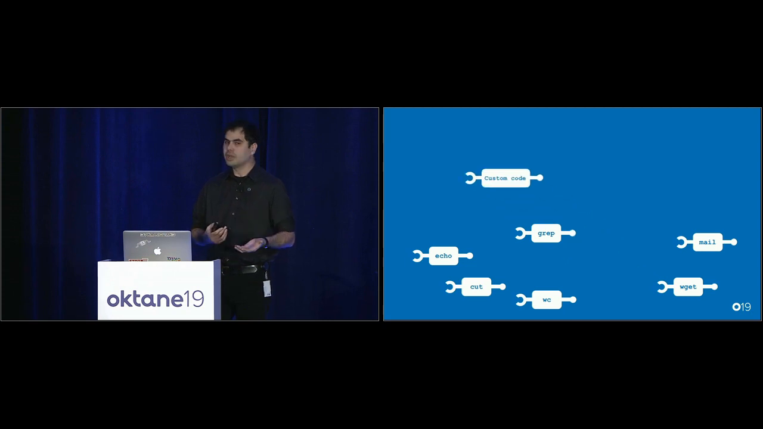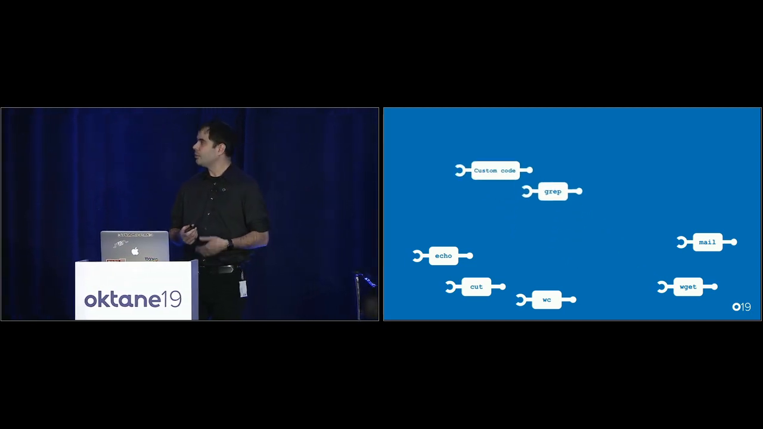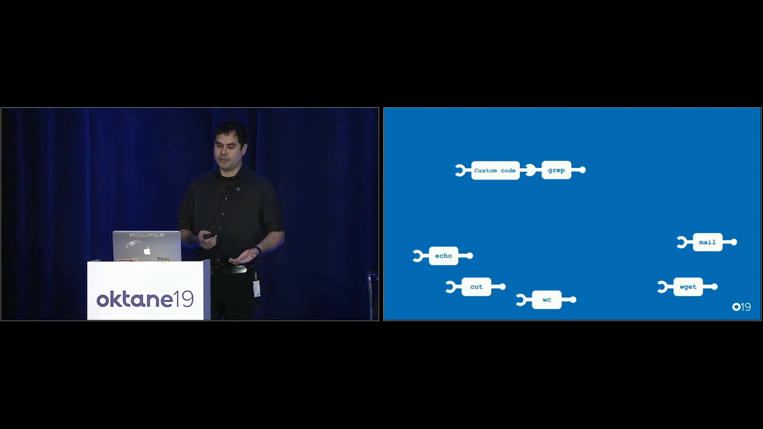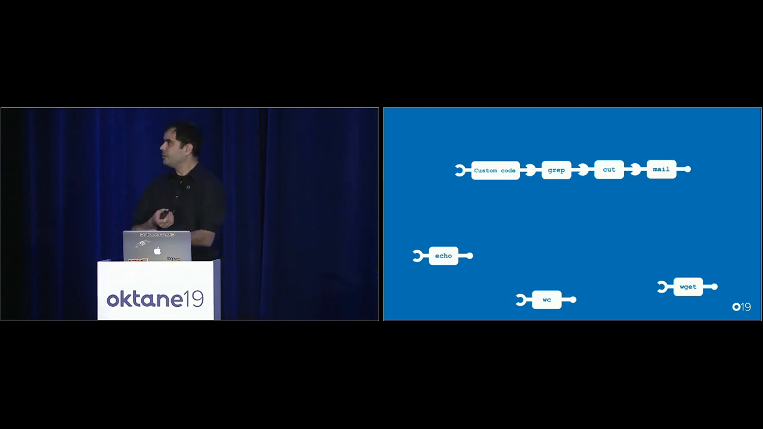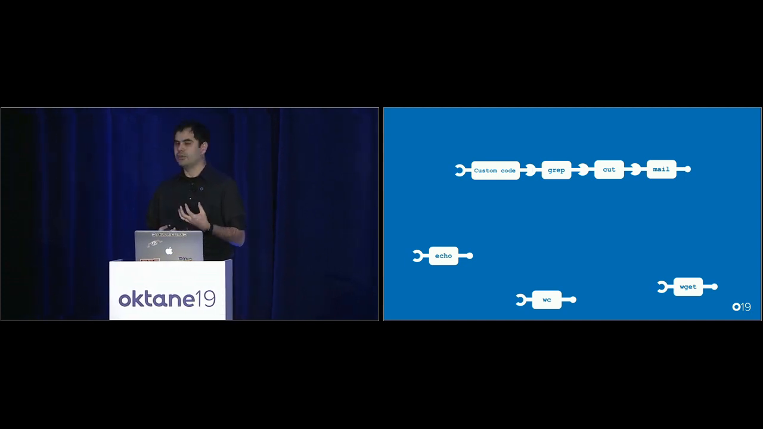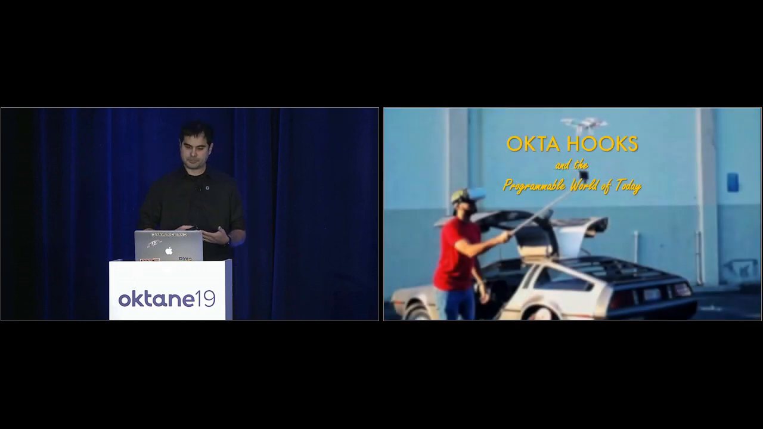You'd have your custom code, which you then connect with the grep command. The grep command would then be filtered through cut, and then you would send it over to the mail command. The thing to keep in mind is all of these little components can be combined and recombined in different ways. This is a set of composable software. That concept is really powerful and one of the key influences behind this idea of hooks and Okta hooks, which brings us to today.